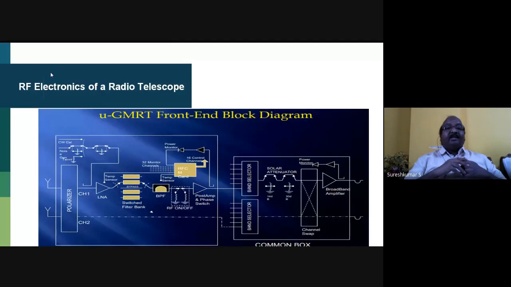And then you have an RF termination facility for debugging and a gain block. You have post amplification stages, and then you have a swap switch. The swap switch basically swaps channel one and channel two.